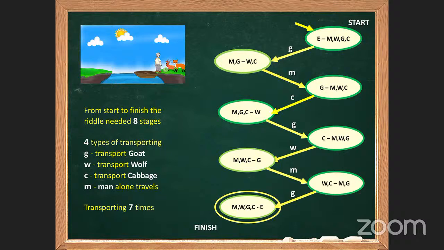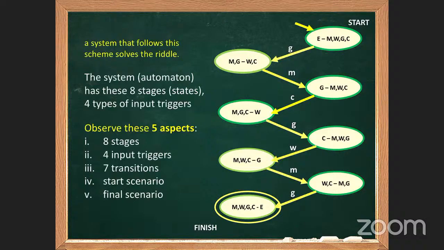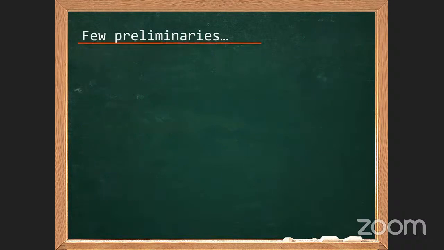So from the start to the finish, there are 8 stages and some transitions from the first scenario to the last scenario. If a system performs this kind of steps, the problem or the riddle is solved. Okay. This is what I have already said. Now let's get back to some basics, some few preliminaries we want to recall.